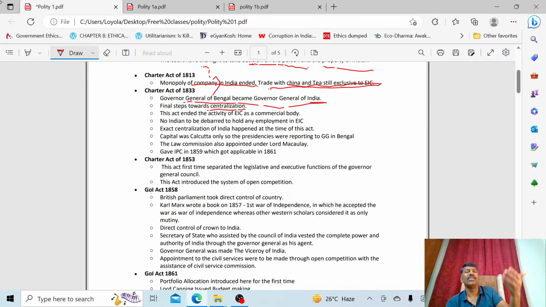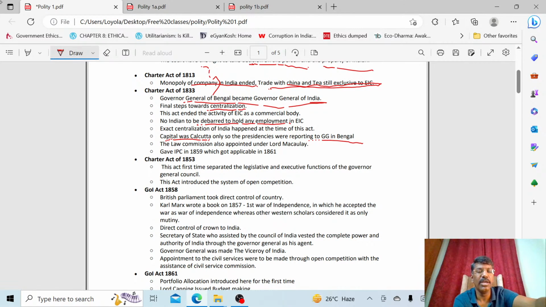Based on that, there are some more provisions. The East India Company had been given the category of a commercial body, and this 1833 Act finished the chapter of the Company's commercial nature. Another important provision concerns employment opportunity inside the East India Company: Indians are not debarred. Indians are permitted to have employment inside the Company. Before that, Indians were debarred; now no Indian is to be debarred. The centralization process came into existence in various ways, and even the provisions regarding the capital at Calcutta, with the presidencies reporting to the Governor General.